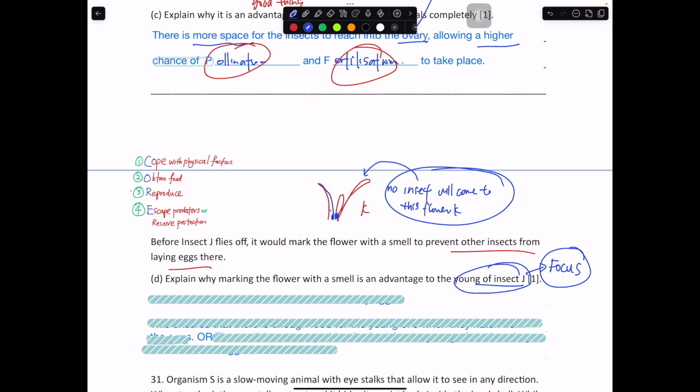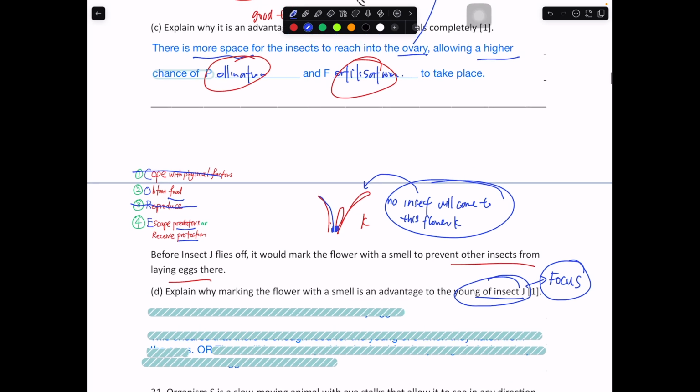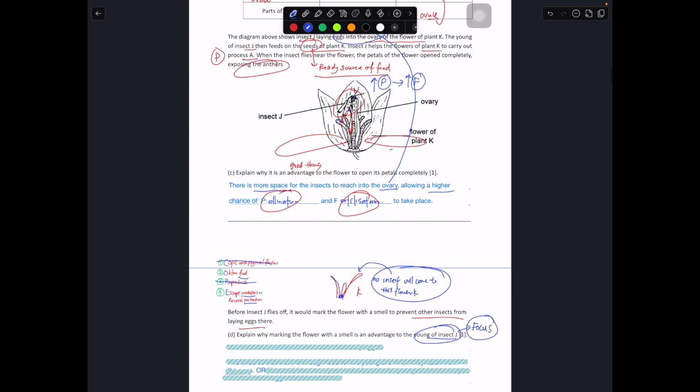So it's a young one, it probably cannot reproduce. Is it really to cope with extreme temperature? Probably not. You're probably only left with obtain food and predator. So think about it, which one is the most reasonable answer? Ready source of food. It's already in the question, given as background information on the seeds of J. So it's most likely this number 2.